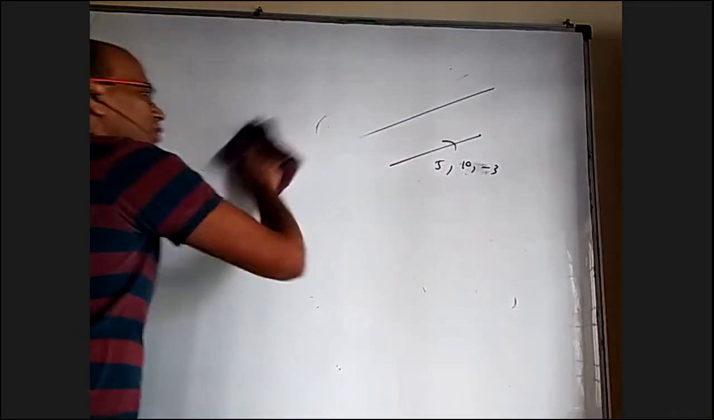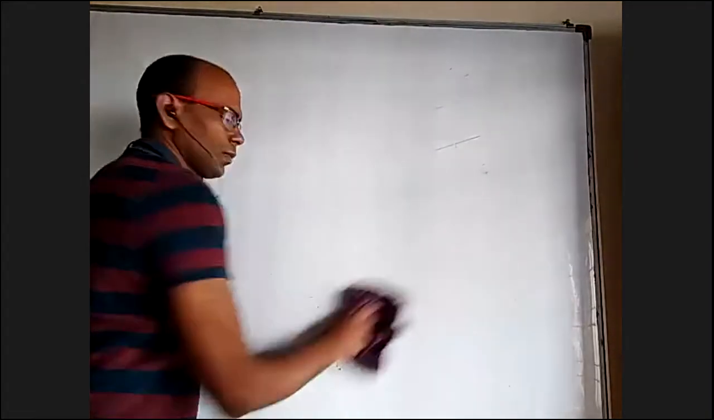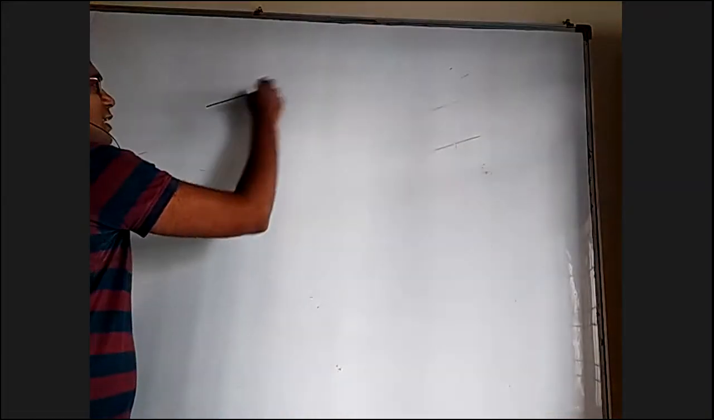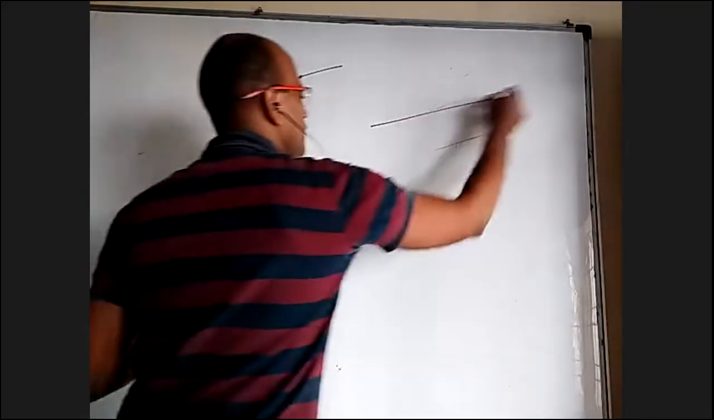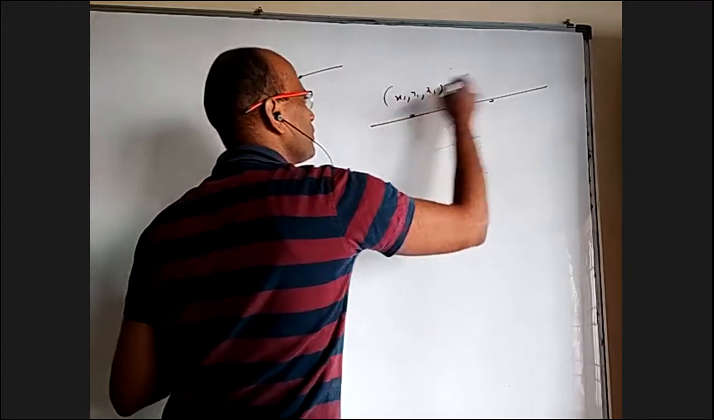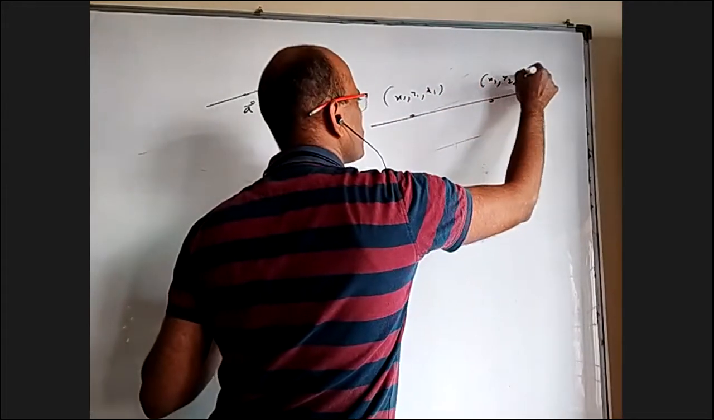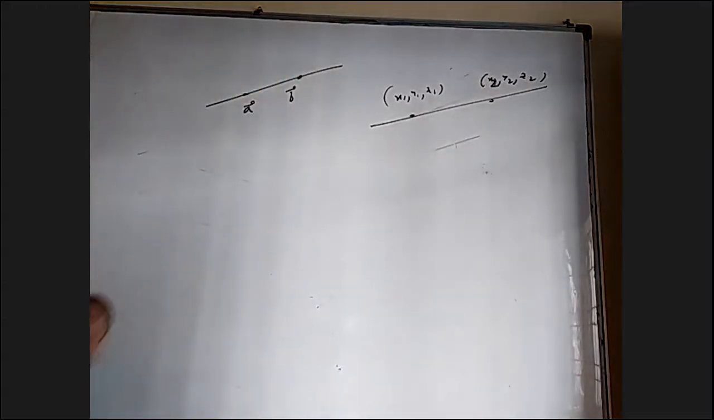What if two points are known? There is a line passing through two points A bar and B bar. You can say there is a line passing through the points x1, y1, z1 and x2, y2, z2. Okay, how will you find this line? We are going to use the previous formula only.